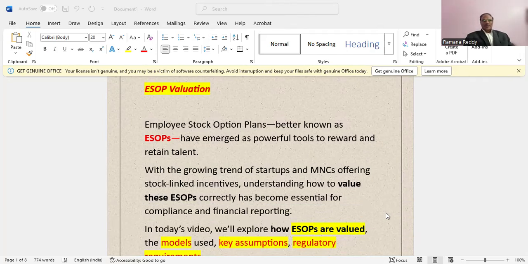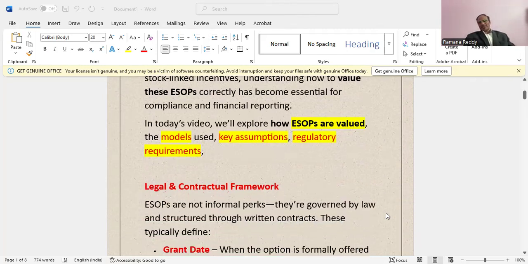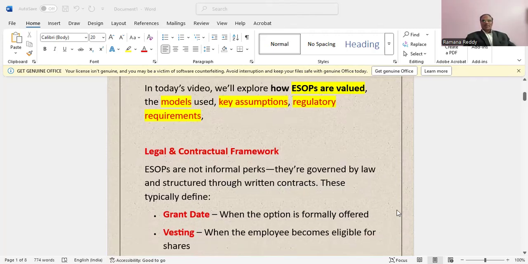In today's video, we'll explore how ESOPs are valued, the models used, key assumptions, and regulatory requirements. We'll see the legal and contractual framework. ESOPs are not informal works; they are governed by SEBI regulations and the Companies Act 2013 and the rules made under it, and structured through written contracts.